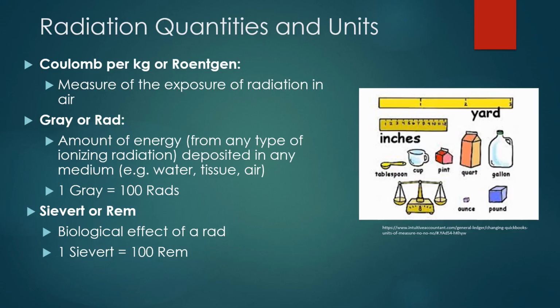The radiation quantities and units most often utilized for radiation measurement are the Coulomb per kilogram, or Roentgen, which is the measure of radiation exposure in air; the gray or rad, which is the amount of energy from any type of ionizing radiation deposited in any medium such as water, tissue, or air; and the sievert or rem, which is the biological effect of a rad. 1 gray is equal to 100 rads, and 1 sievert is equal to 100 rem.